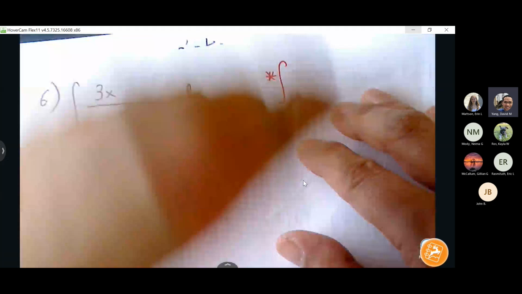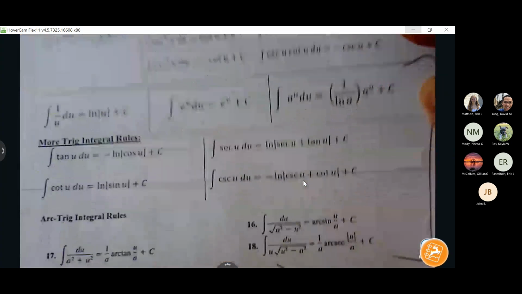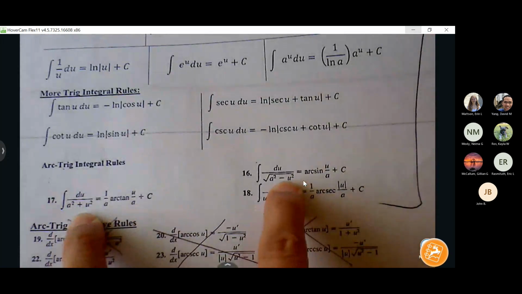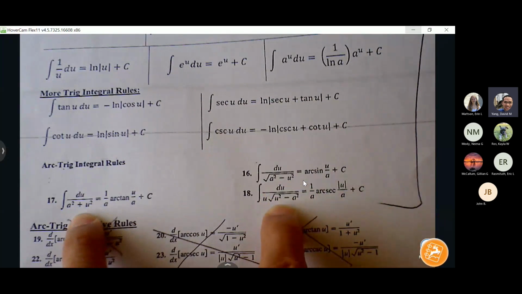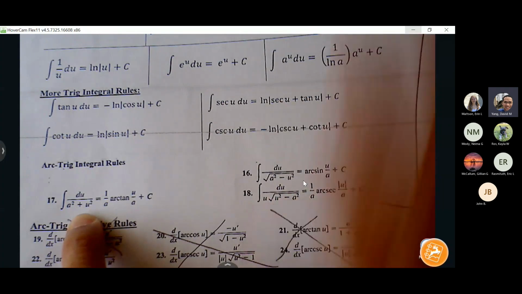Wait, how did you do that? So we have 3 rules available to us. It's either du over a squared plus u squared, du over square root of a squared minus u squared, or du over u times the square root of u squared minus a squared, right? And then we know it's one of these two, but we see what comes out first is that variable. So that variable is being squared and being positive first. So it's a better fit with that arcsecant.